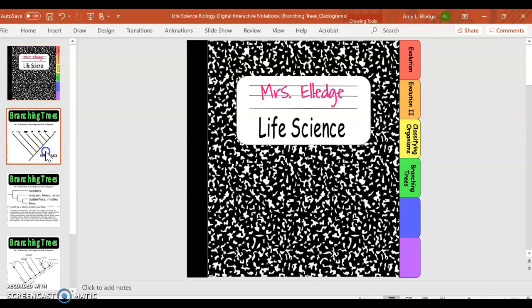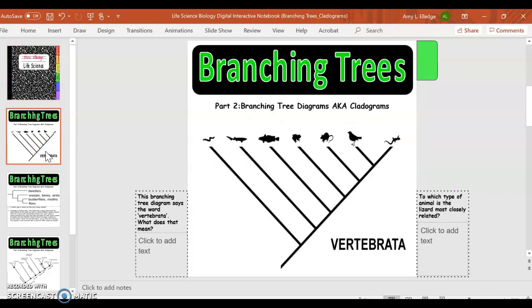Okay. So when we're looking at a cladogram, what you need to remember is where two lines come together is where a common ancestor is. So here's my common ancestor right down here, right? So your first question is asking what vertebrata means. It sounds like vertebrae, right? So if you don't know, you can Google that and find out.